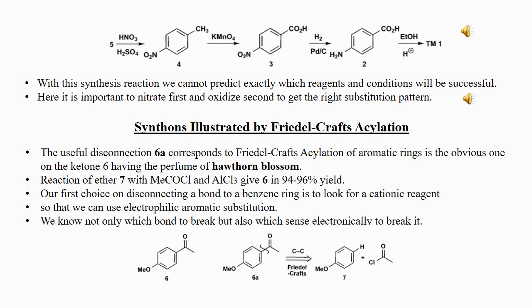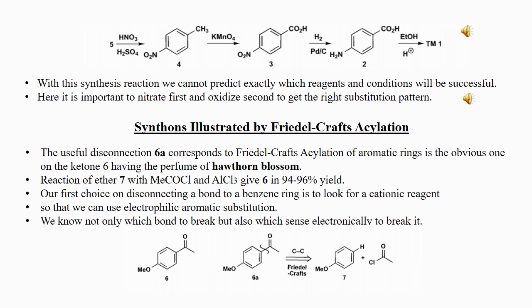Then we have done the reduction of the nitro group into amino using hydrogenation in the presence of palladium over carbon. Then structure 2. Further we made the ester of this carboxylic acid group using ethanol in an acidic medium. So our target molecule 1 was produced in this sequence. Now with this synthesis, we can predict exactly which reagents and conditions will be successful. If we do the retro analysis, we can know very logically what conditions and reagents should be used. Here it is important to nitrate first and oxidize second to get the right substitution pattern according to the orientation of the substituents.